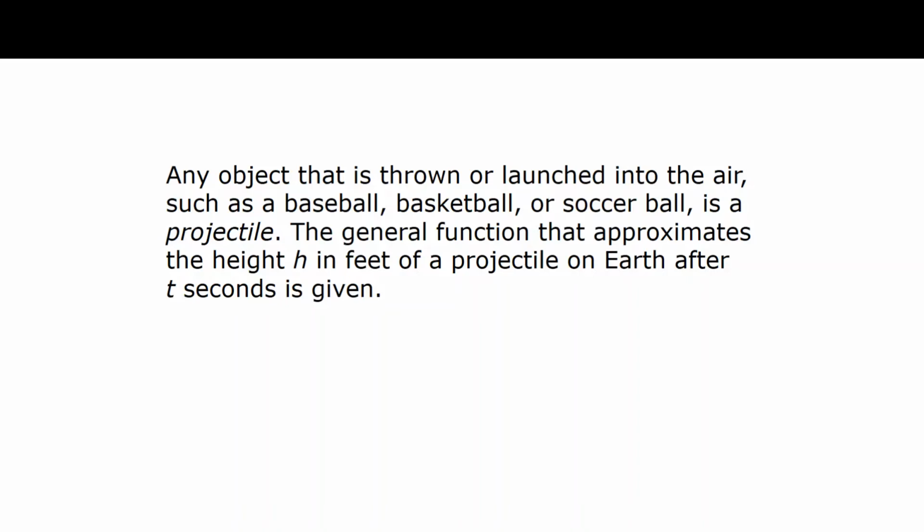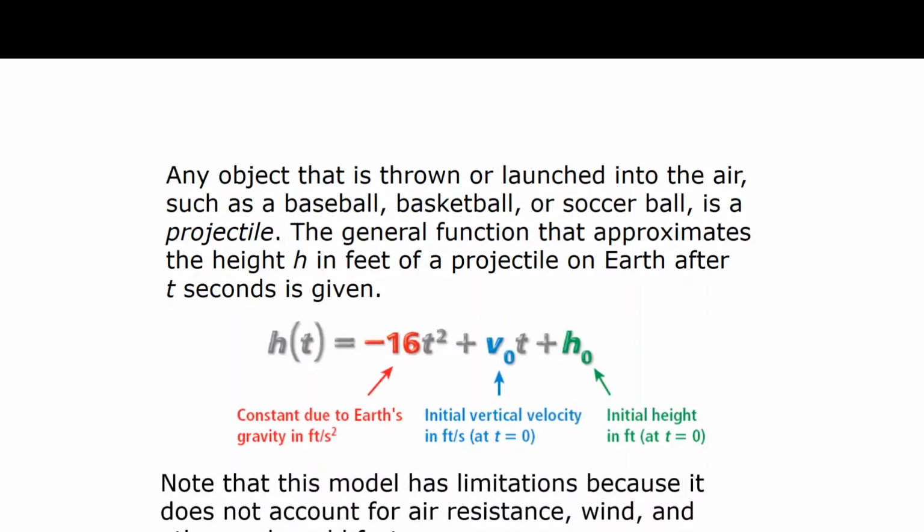The general function that approximates the height h in feet of a projectile on Earth after t seconds is given here. All right, so this formula is very common. You're going to see this on the SAT. You're going to see this in many places.